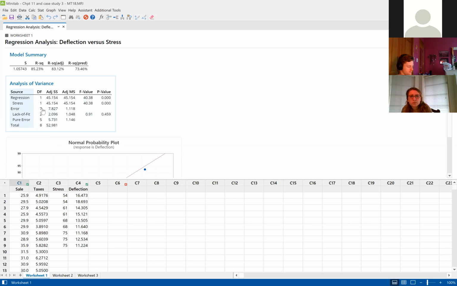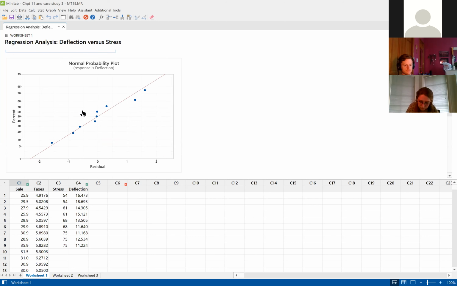Analysis of the variance, come down here, and what do I see? I go across the line that says error. So my sum of the squares, my error is 7.827. So I fill that into my table. And the adjusted mean sum of squares is my estimator of the variance, 1.118. So I have my table totally filled out now.